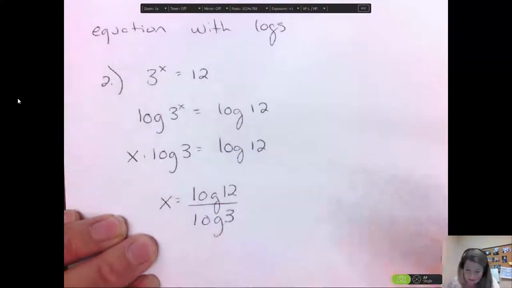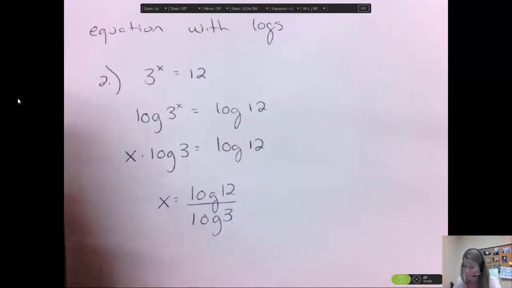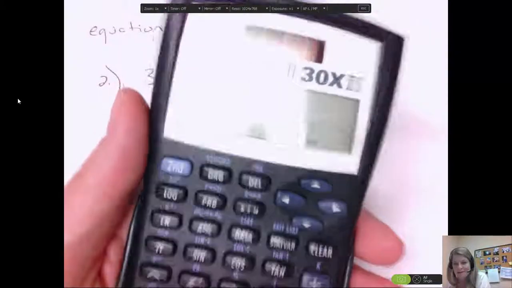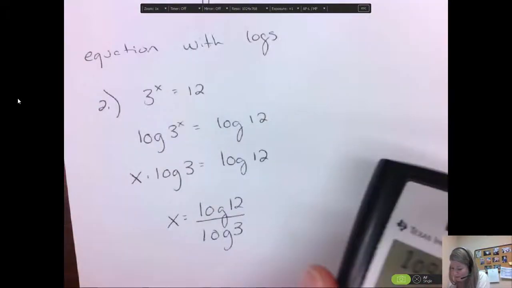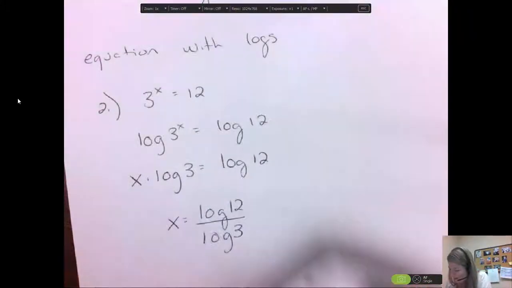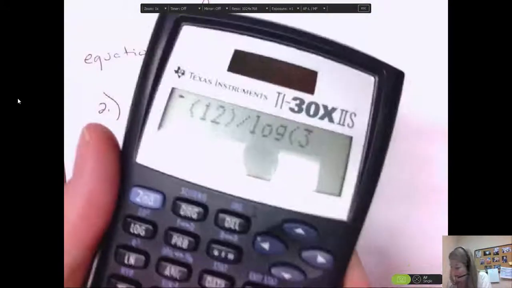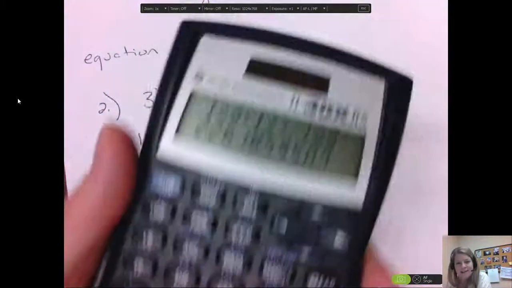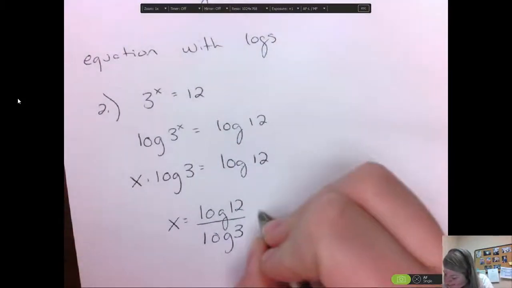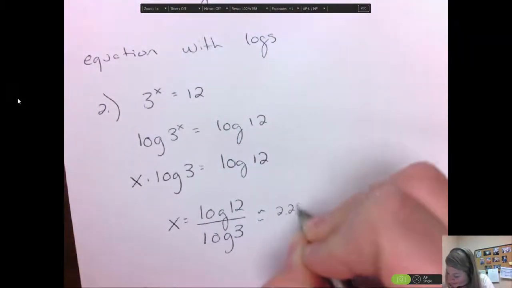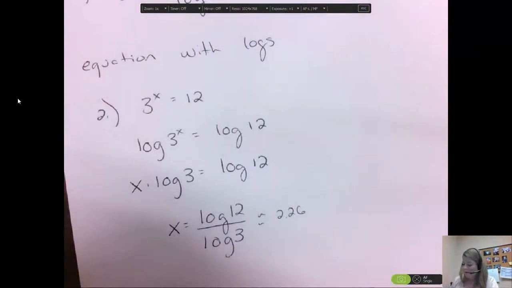And I need to enter that into my calculator. Again, I'm going to hit log of 12 divided by log of 3 in my parentheses, and I get about 2.26. So x is about 2.26. All right, so here's one.